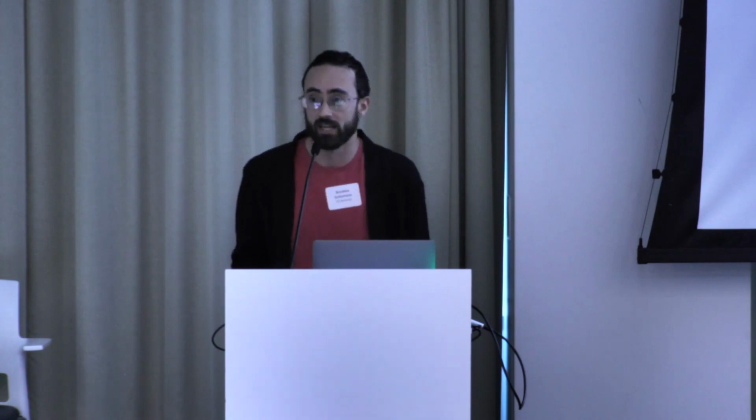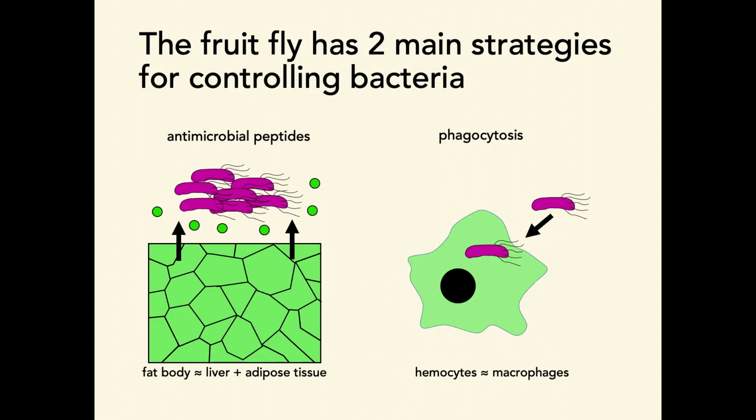And in general, Drosophila has a really well-characterized and highly conserved innate immune system that is strikingly similar to humans. So I'll tell you a little bit about that. The fly has 2 main strategies for controlling bacteria, a system of antimicrobial peptides and a system of phagocytic cells. So antimicrobial peptides are small molecules that are secreted out and damage bacteria, often by poking holes in their membranes. And then phagocytosis, these are cells that are very similar to mammalian macrophages that crawl around and engulf bacteria.